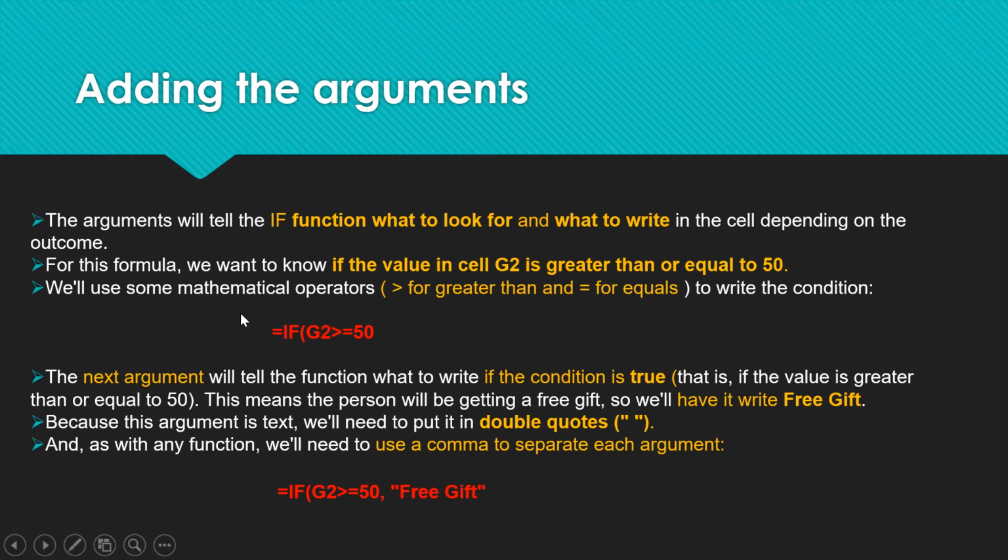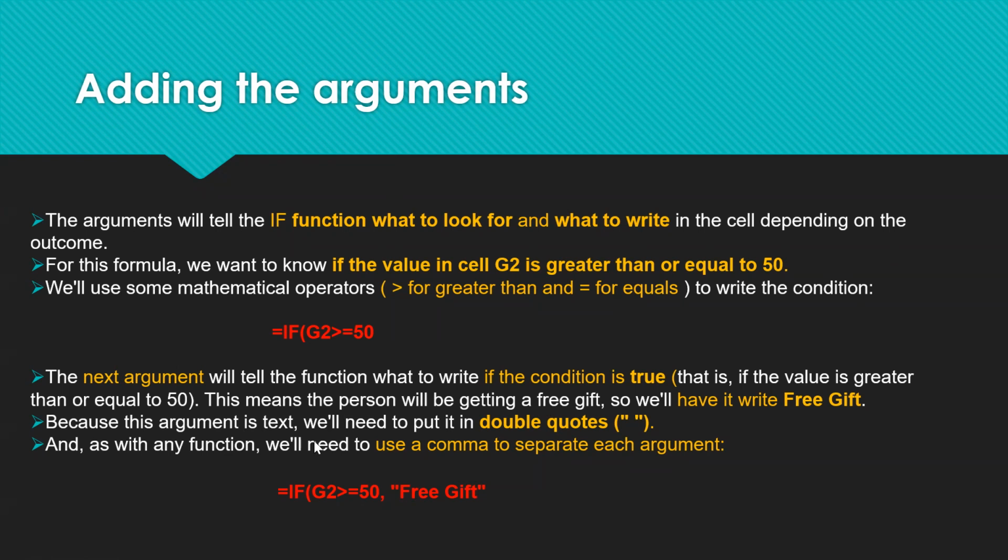So we'll use some mathematical operators here to write the condition. The mathematical operator here is greater than or equal to 50. And the next argument will tell the function what to write if the condition is true. Let's say if the condition is true, which means the donation is 50 or more, we should write free gift here. That means the person will be getting a free gift.